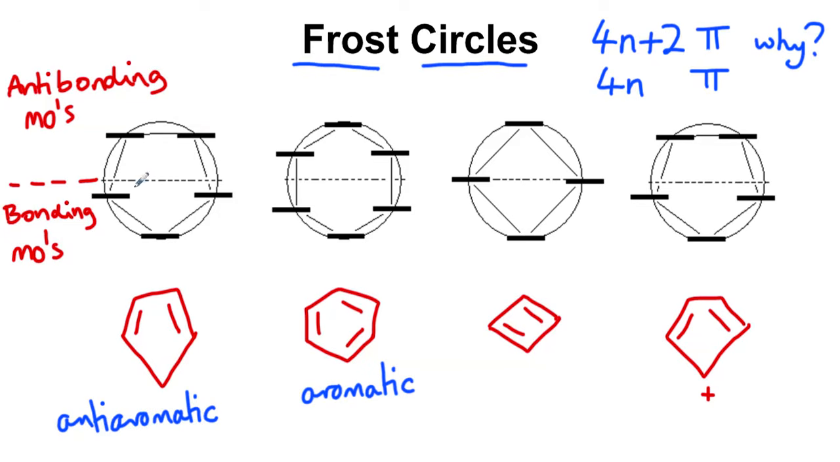The idea is, for a frost circle, for something to be stable, you want all the electrons in the pi system to be paired up and below the midpoint of your frost diagram. If they're not, or if they're unpaired, then that's going to cause some particular problems. So if we start off with benzene, for example, you'll see the midpoint is right here. There's the dotted line right in the middle.